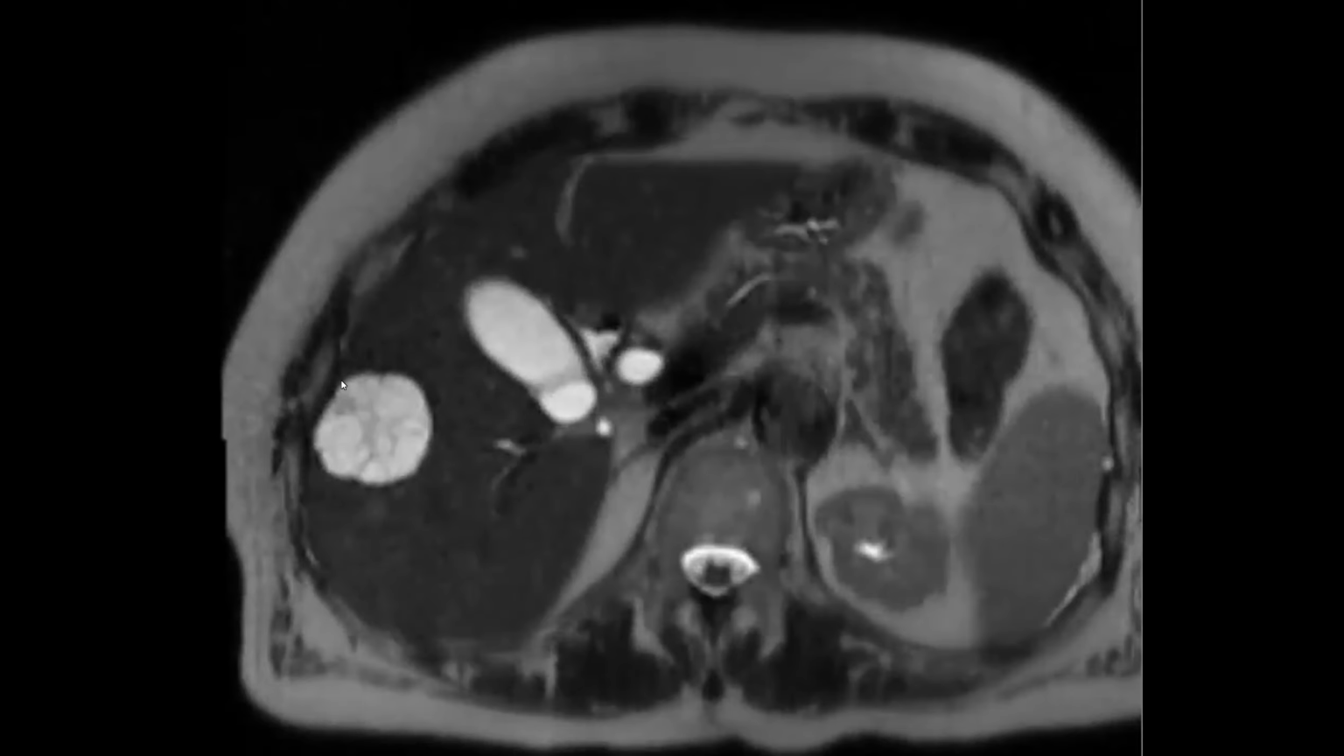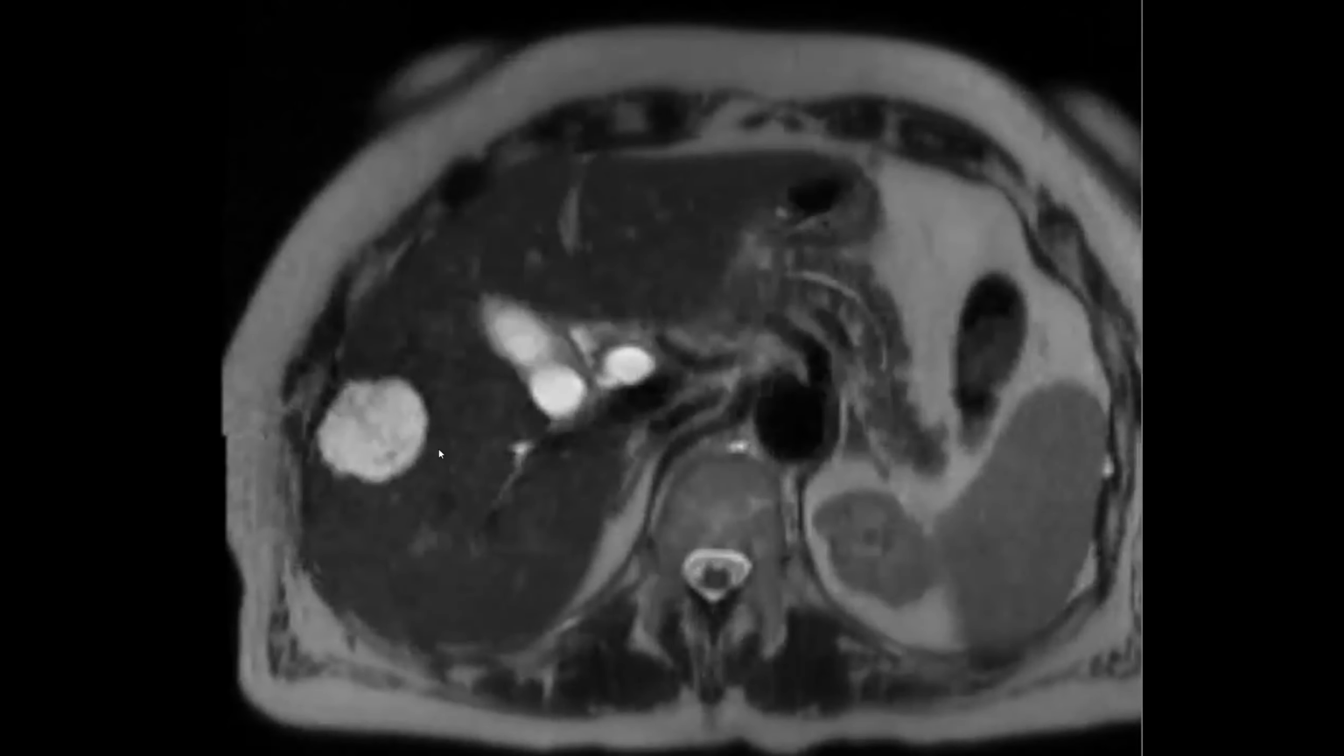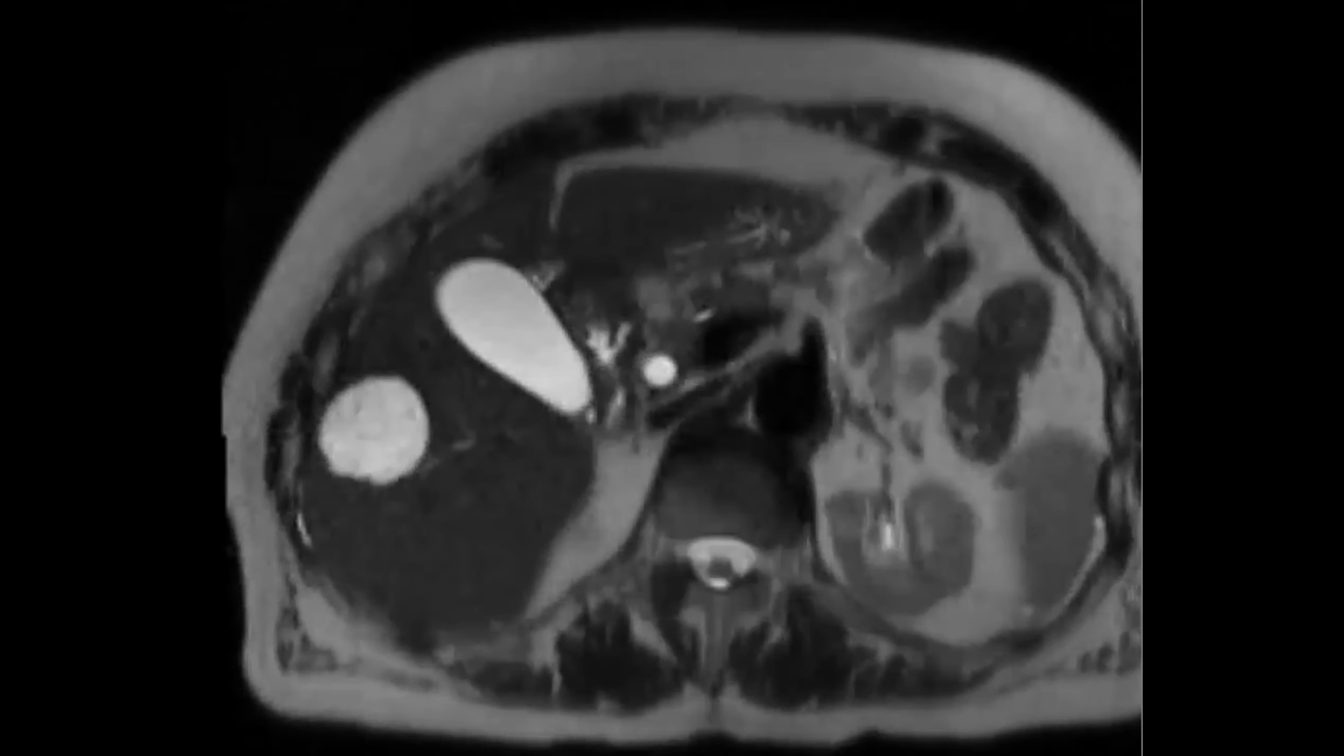So anyway, on T2, this is predominantly hyperintense. You can see there are some thin T2 hypointense septations within this lesion. There is no restricted diffusion. There is T2 shine through.